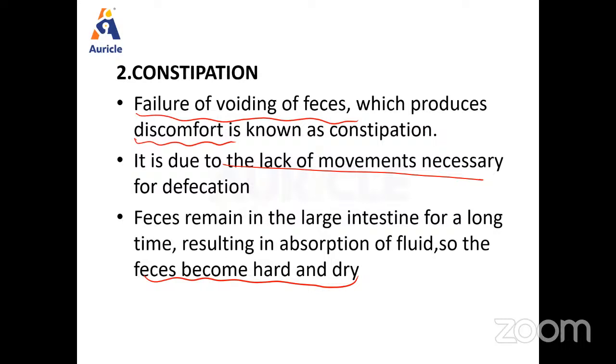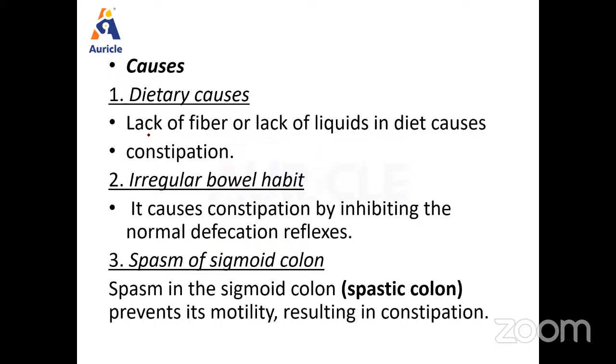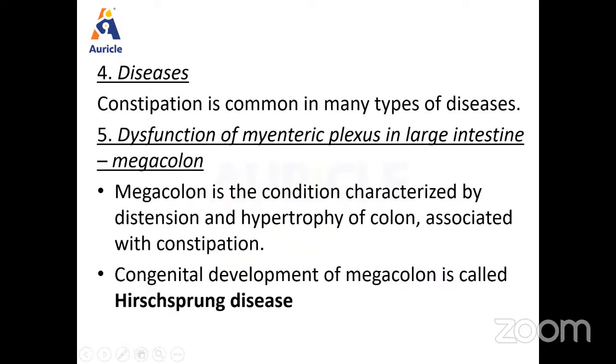Now the dietary causes: lack of fibers or lack of liquid in the diet causes constipation, and irregular bowel movement is also a reason, as it causes constipation by inhibiting the normal defecation reflexes. Now, spasm of the sigmoid colon prevents its motility and results in constipation. Constipation is a common type of disease, and dysfunction of the mesenteric plexus is also another reason.